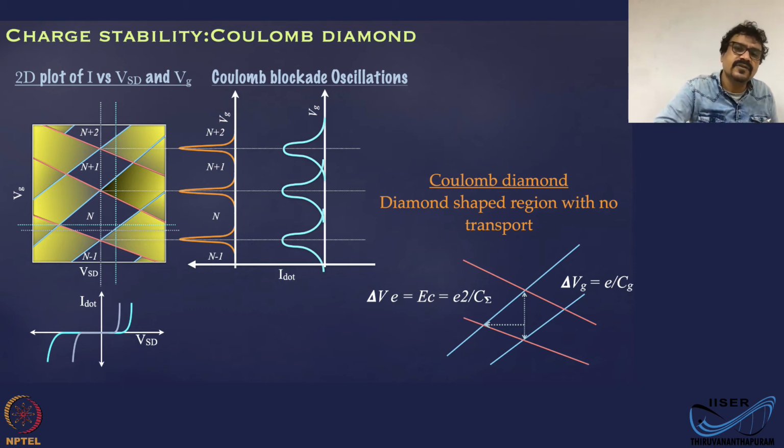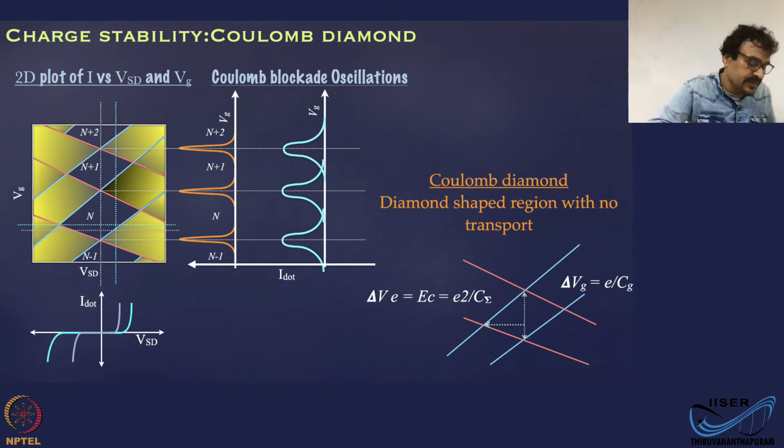So what you are going to get is, when you vary both, a two-dimensional plot. In this plot, the current is a color, one of the axes is the source-drain bias, and one of the axes is gate voltage. This is a cartoon. I will show you the real plots in a minute.